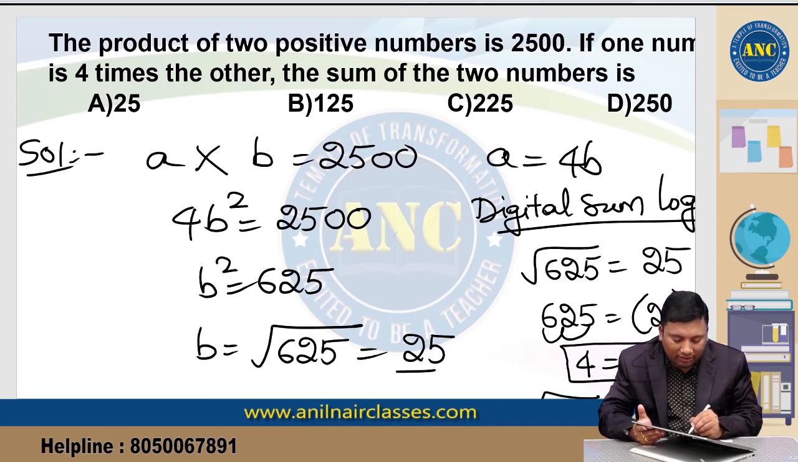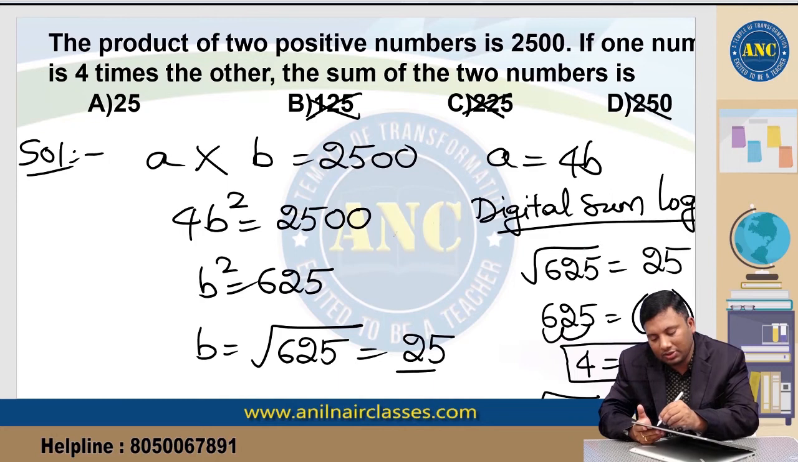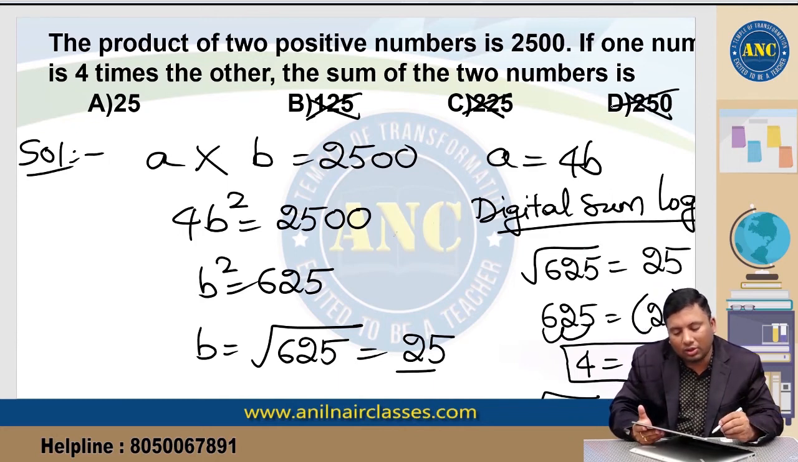Square root of 625 equivalent to 125? 625 equivalent to 125 whole square. 6 plus 2 is 8, 8 plus 5 is 13, which is 4. 1 plus 2 plus 5 is 8, 8 square is 64, 6 plus 4 is 10, which is 1. 4 is not equivalent to 1. Similarly, you can use answer options also. Square root of 625 cannot be 125. If 125 is not the square root of 625, how can 225 and 250 be the option? I hope it is clear.